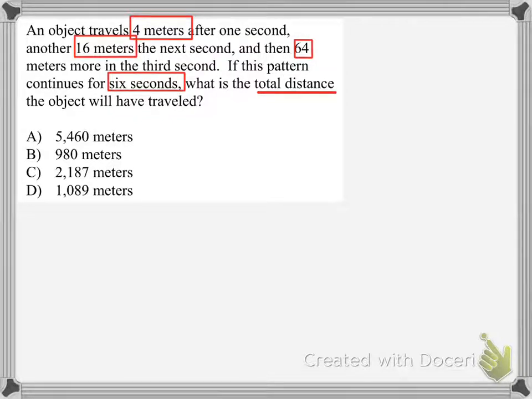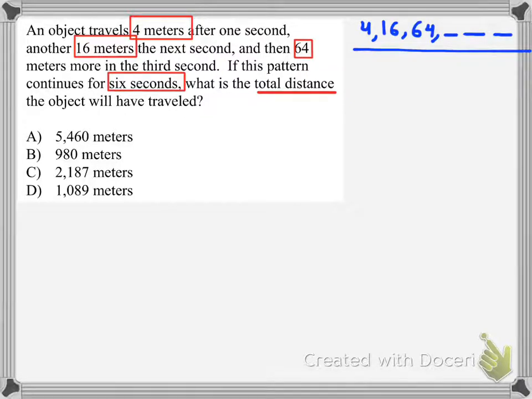The best thing to do is to make a list. So let's go and make a list of the numbers. The first one is going to be 4. Then we have 16. The next one will be 64. And so on. We need to add up the total distance, so that means we're going to be adding 6 numbers. That's the 4th one, the 5th one, and then the 6th one. Once you add up all those 6 numbers, then that'll be one of your answers.